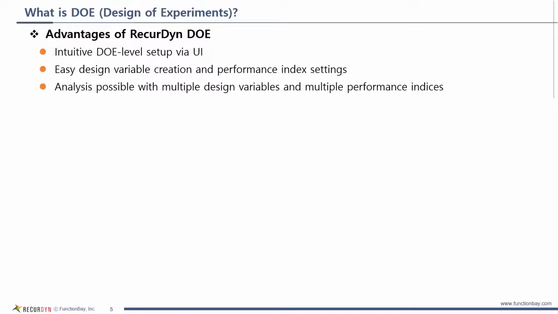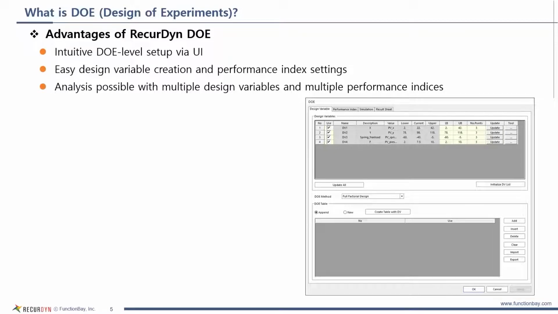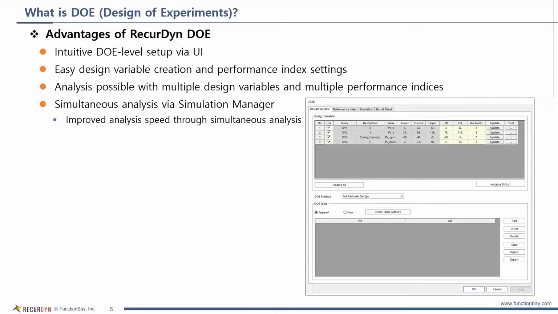Easy design, variable creation, and performance index settings are also another advantages. Thirdly, the analysis with multiple design variables and performance indices are possible. In the DOE dialog box, there are sections to set the minimum and maximum values, and you can intuitively see each design variable and the number of design variables. And the simultaneous analysis of the DOE analysis cases is possible using Simulation Manager. The DOE analysis via Simulation Manager, which will be explained in more detail later, enables a significant analysis speed improvement.